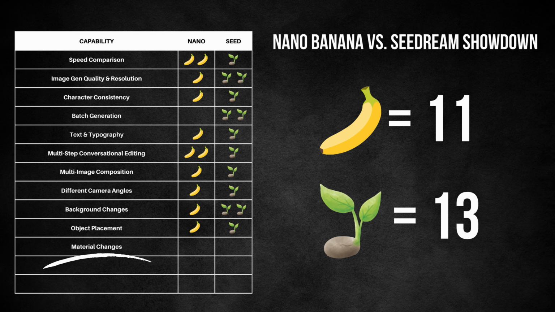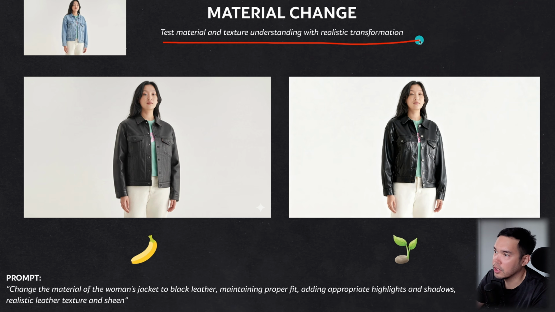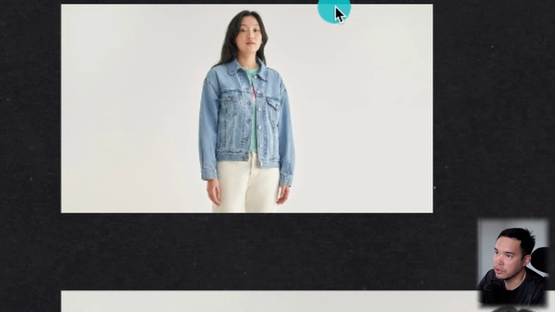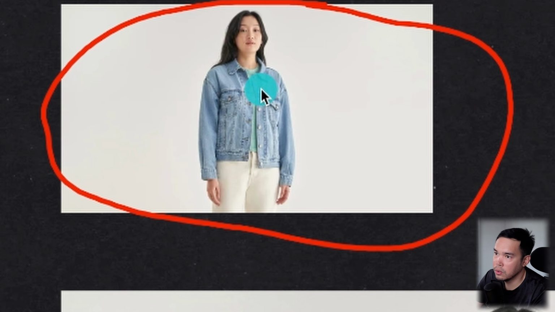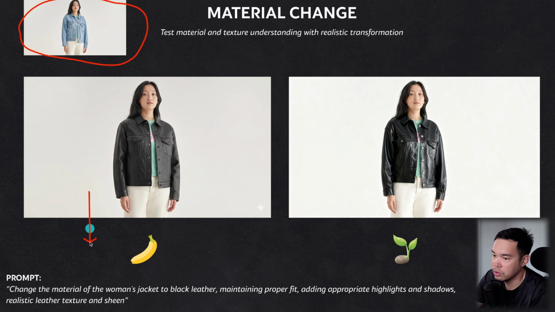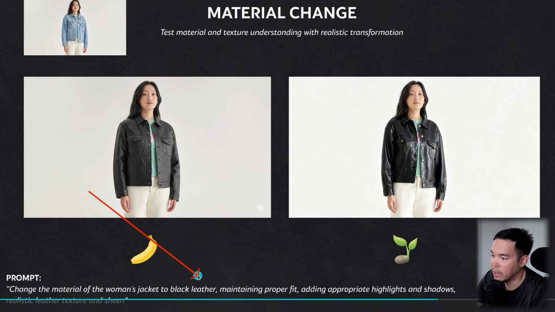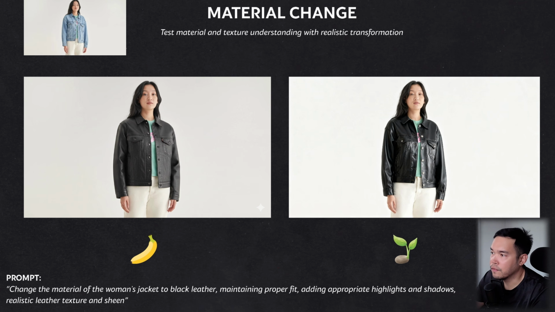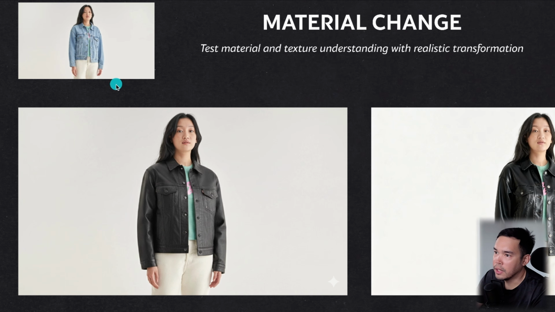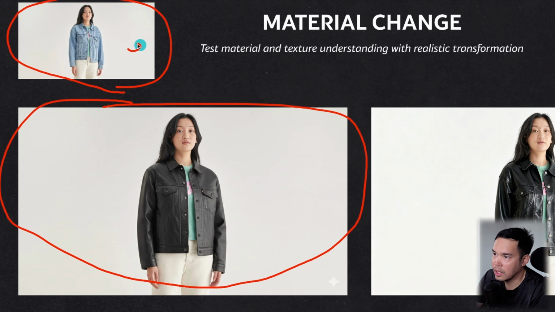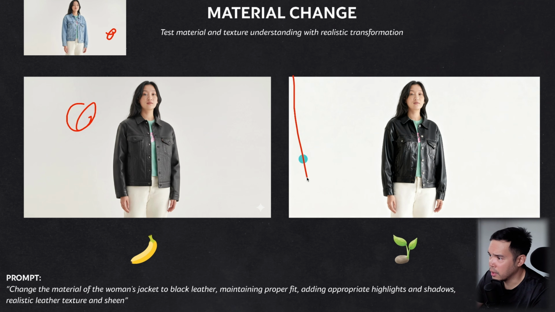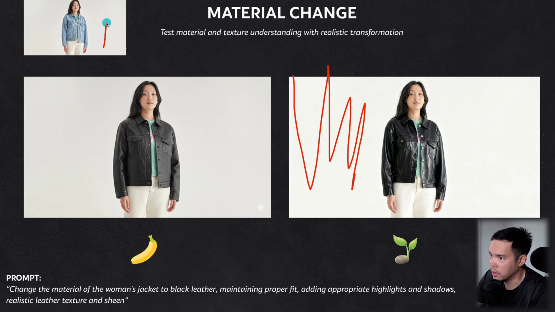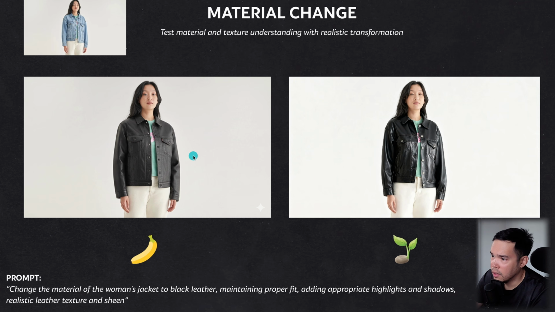Now let's go into the material change test, which is to test material and texture understanding with realistic transformations. So we gave it an image of this woman wearing a denim jacket, and we asked the models to change the material of the woman's jacket to black leather and maintain a proper fit. So we can see again two different results here. You'll notice that again the models took different approaches to the prompt, right? For Nano Banana, you can see that it maintained the exact same background color composition, so it's kind of like off-white, compared to Seedream, where it kind of made it more white than the original image. But for this object itself, they both did well.